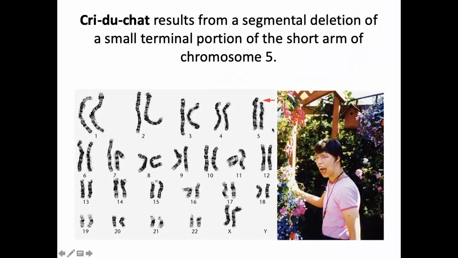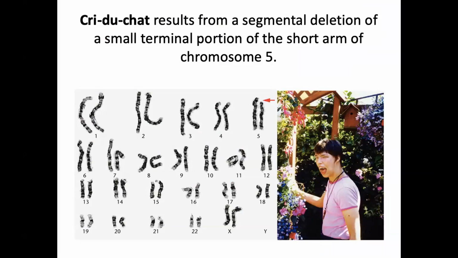Here's chromosome 5. Here's the normal chromosome. This is the short arm here. You can see you're missing the tip of the short arm on this second copy of chromosome 5. This is the deleted version. And simply by missing that portion of chromosome 5, which represents probably 1% or less of the entire human genome, you suffer all of the consequences of this particular genetic condition.